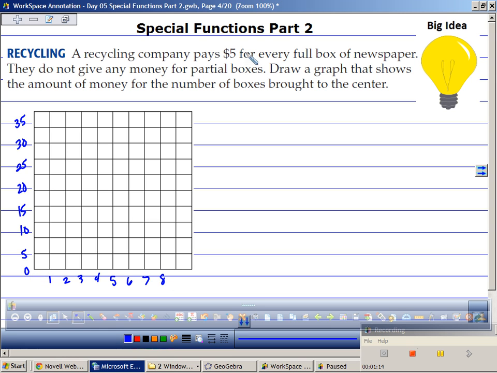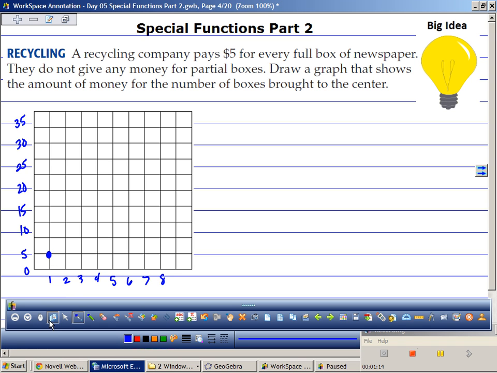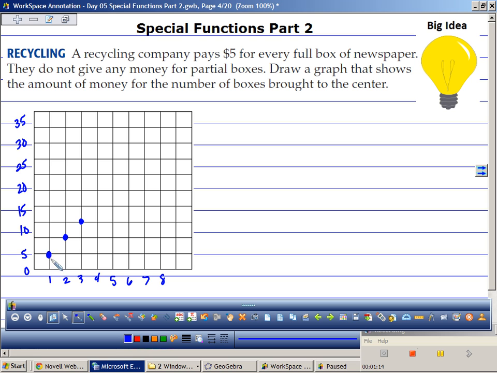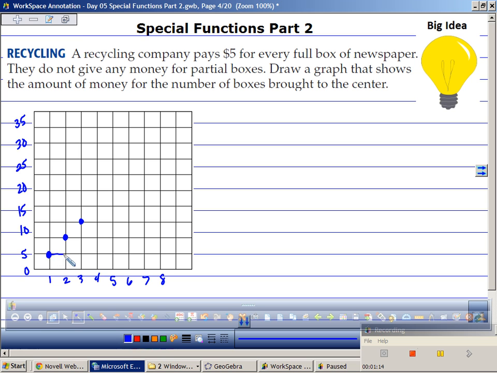Alright, so it says $5 for every full box. So for one box, it's $5. For 2 boxes, how much is it? 10. And then for 3 boxes? 15. Okay. But here's what happens. What if they bring in 1.5 boxes? It's still only 5, right? So all the way until you get to 2 full boxes, it's still only $5.